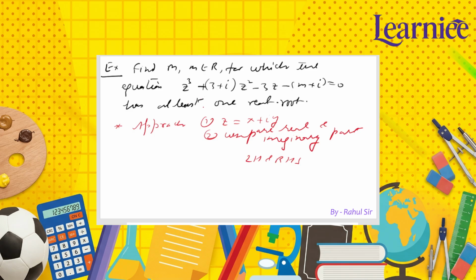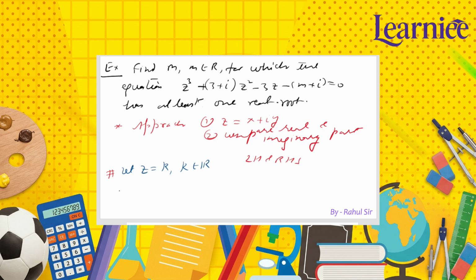At least means, since cubic is there, there are three roots. Either one is real and another is the complex conjugate, but at least one real is there. So assuming that one real root, let us assume z is equal to k, where k belongs to real. Okay, so that is one real root. So that is given, that is, the equation has one real root. Since it's a real root, it should satisfy the equation.